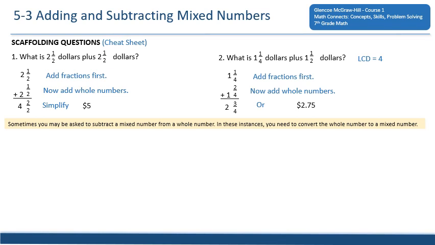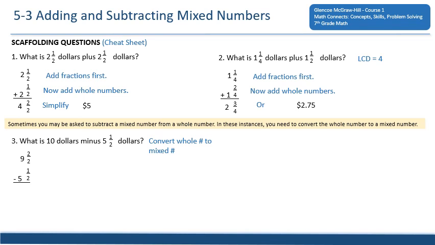Sometimes you may be asked to subtract a mixed number from a whole number. In these instances, you need to convert the whole number to a mixed number. So what is $10 minus $5.50? So we have 10 and we have minus 5 and 1/2. The problem is we don't have anything to take the 1/2 from. So what we need to do is change the 10 and just restate it as a different way of 10. So we can say it's 9 and 2 over 2.